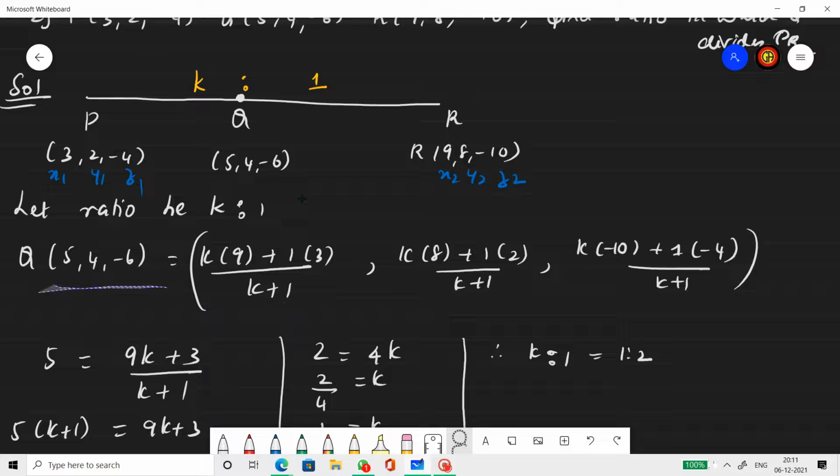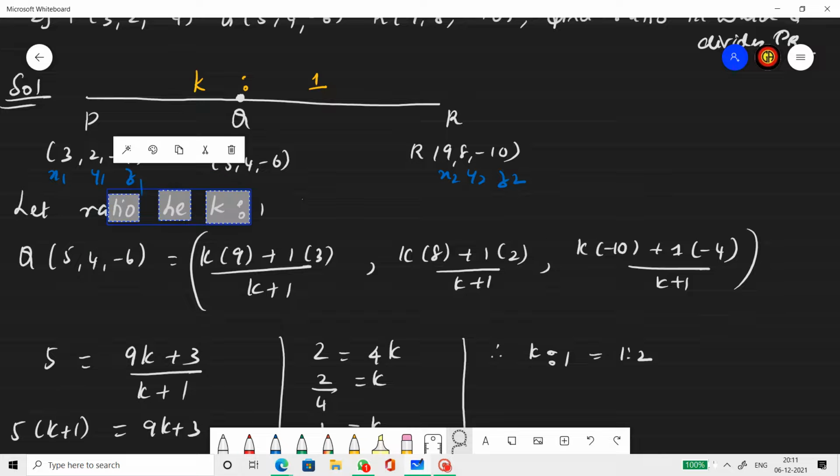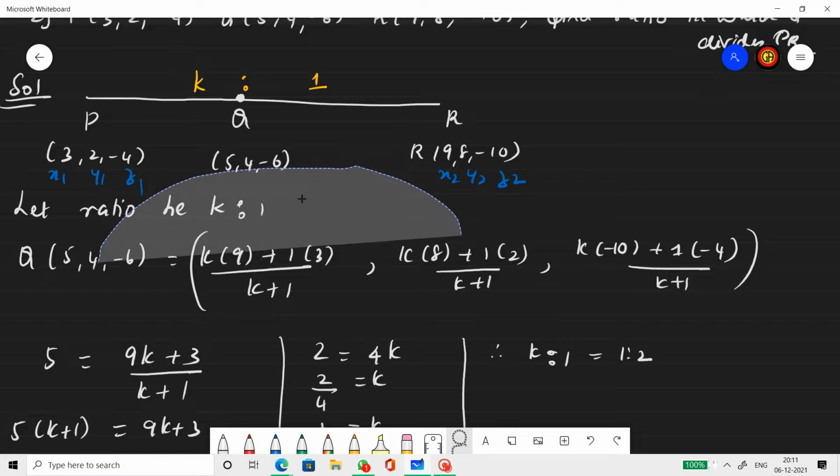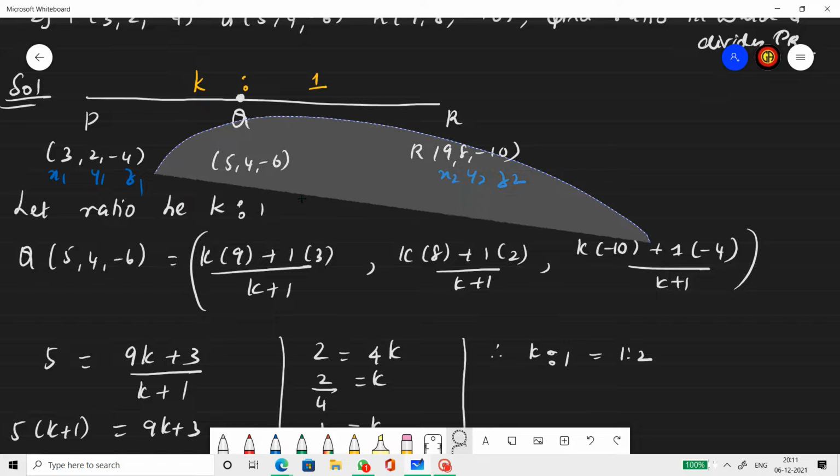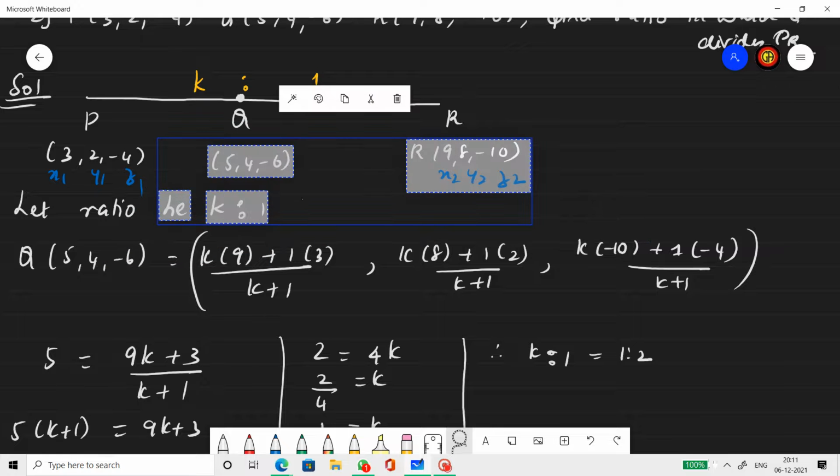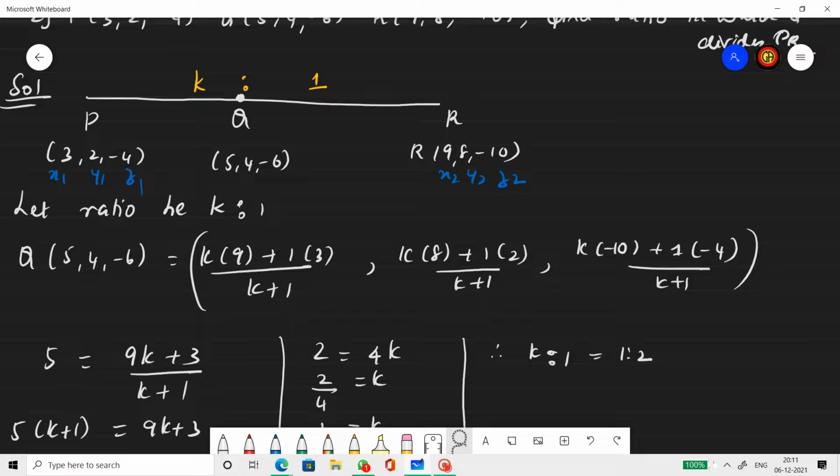But we already know what Q is. So now you can equate either the x coordinate in k form with 5, or the y coordinate in k form with 4, or the z coordinate in k form with minus 6. Any one will do the job. So I am doing the x coordinate, equating it to 5.